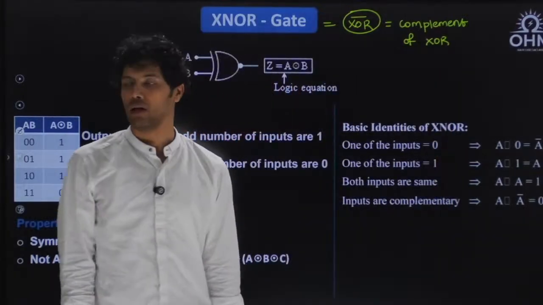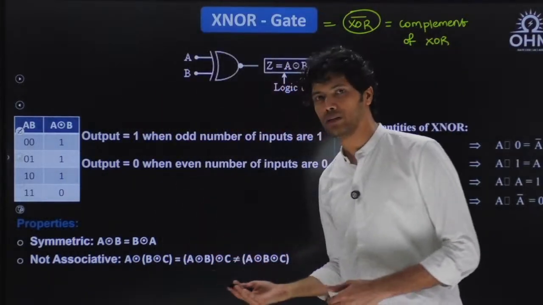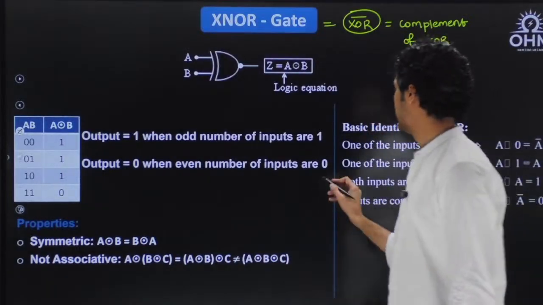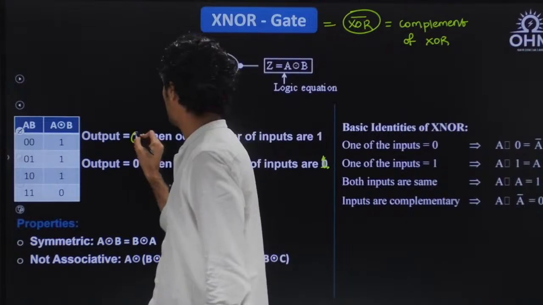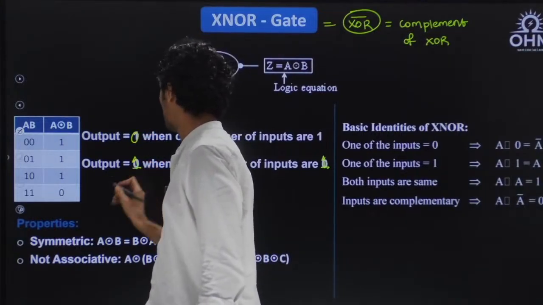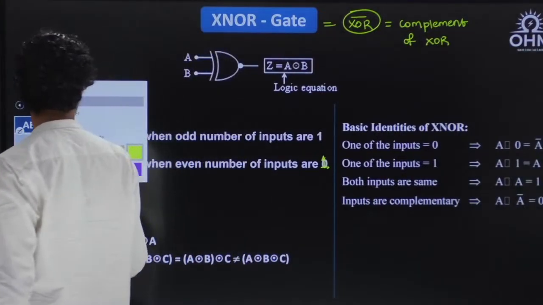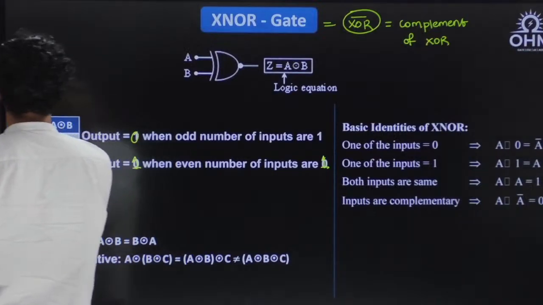Right? And hence, this gate is also counting the number of ones only. Whenever the number of ones is odd, the output is 0. And whenever the number of ones is even, in that case the output becomes equal to 1.